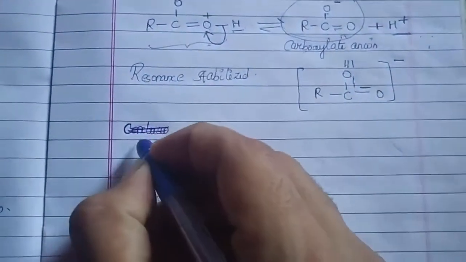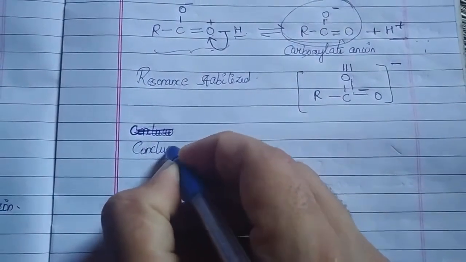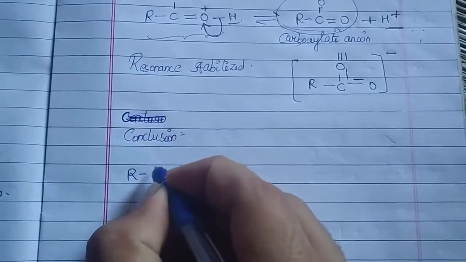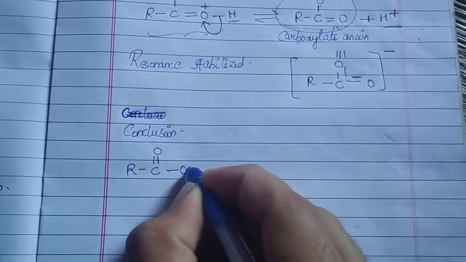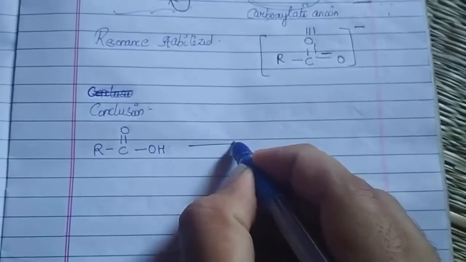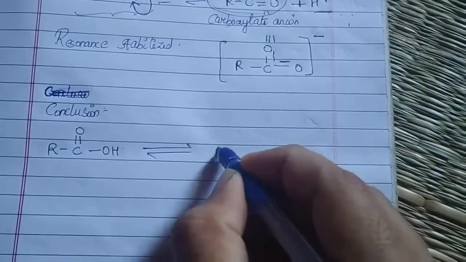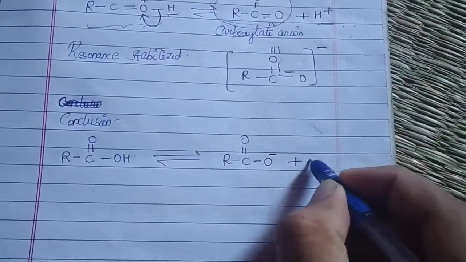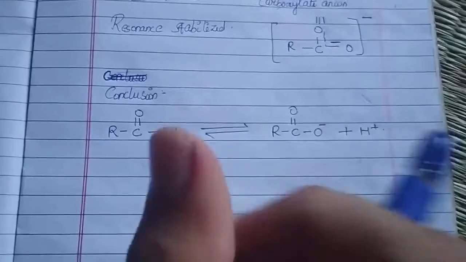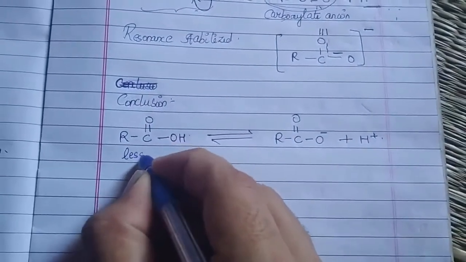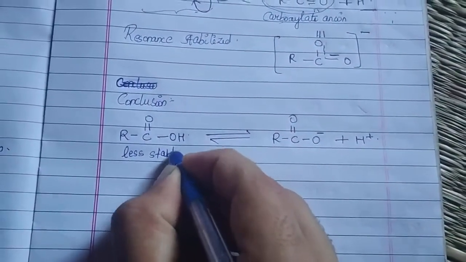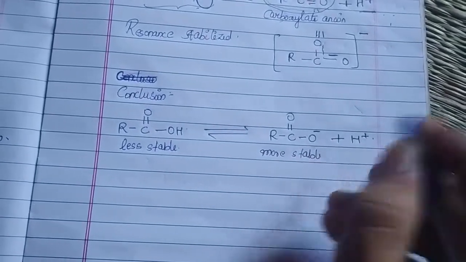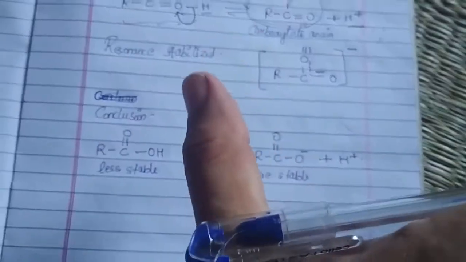So now let us draw a conclusion for a better understanding. Okay. So how can I write? If I am going to write R, C, double bond O and OH is there. Of course, now this will be undergoing resonance to give you what? Carboxylate anion. And this is possible by the donation of a proton. Why am I writing this? So that it will be easy for you to understand. So now this is less stable and this will be more stable. So through this reaction itself, we can easily get the major explanation.